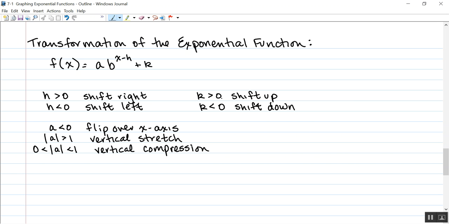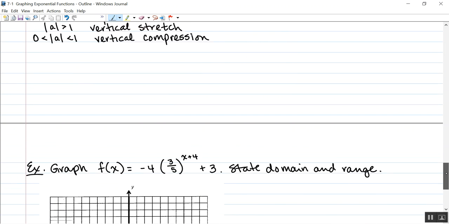If k is greater than 0, if k is positive, it's going to shift up. If k is negative, it's going to shift down. A is kind of like the a that we've had out in front of other functions. If it's negative, we're going to get the graph flipped over the x-axis. If the absolute value of a is greater than 1, so in other words, if it's a whole number greater than 1, positive or negative, we're going to have a vertical stretch. And if the absolute value of a is a fraction between 0 and 1, we're going to have a vertical compression. So let's take a look at one example of a graph like this.